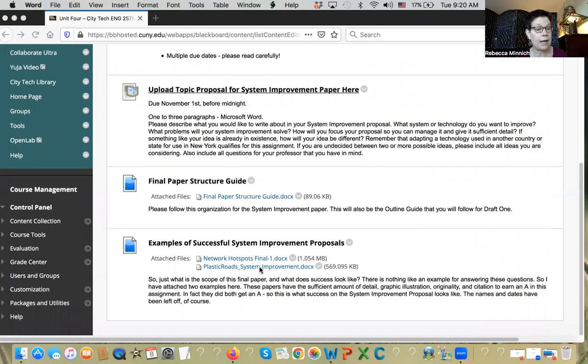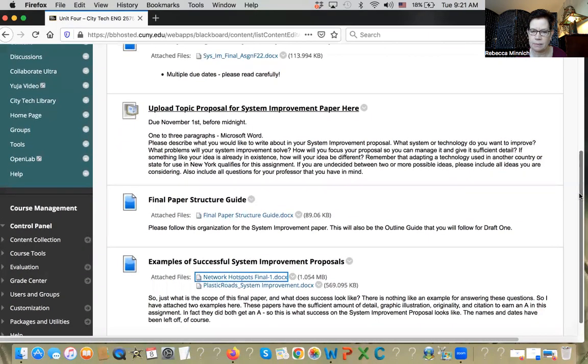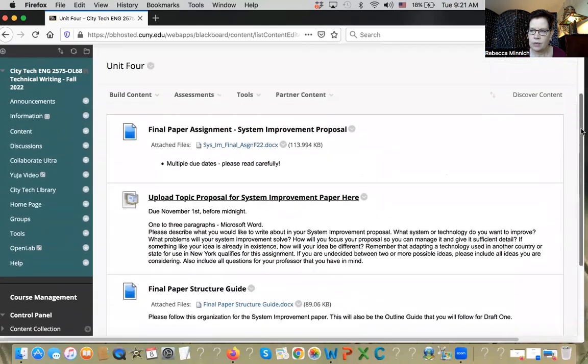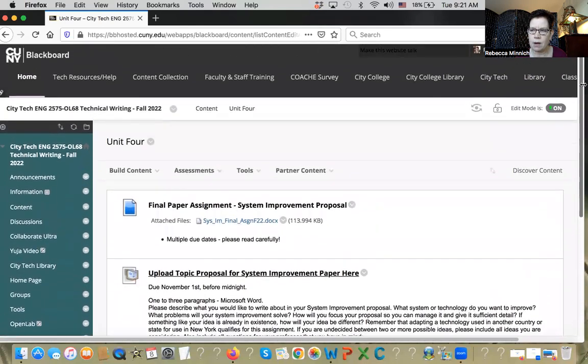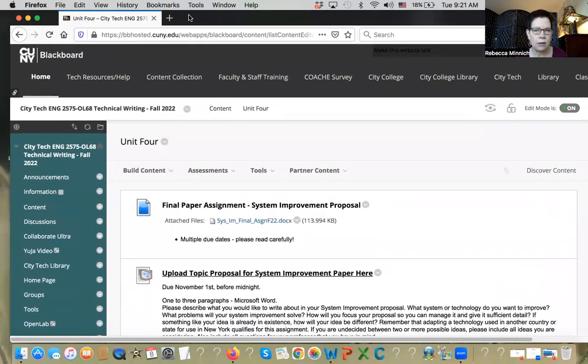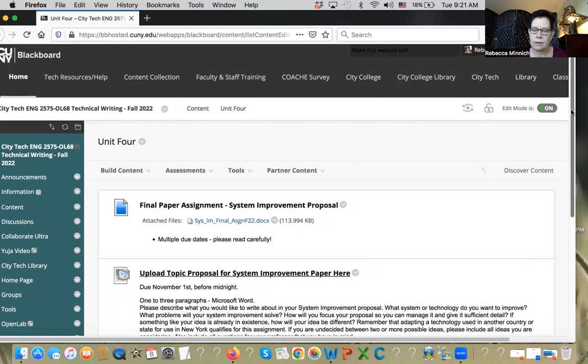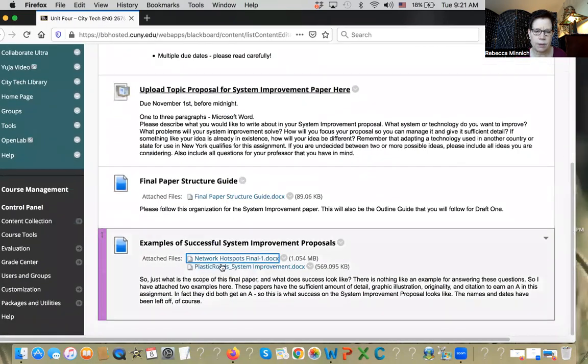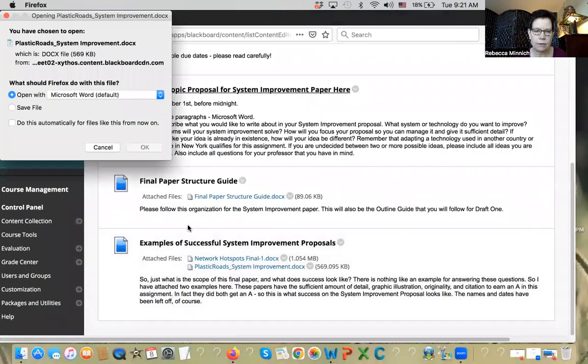The other one is about plastic roads, which sounds a little odd, but a way to reduce excess plastic waste and at the same time solve the problem of potholes in the city. Interesting idea, but that one is equally a success. So what I want people to just be aware of is, I'm just going to show you just the first part of that paper.